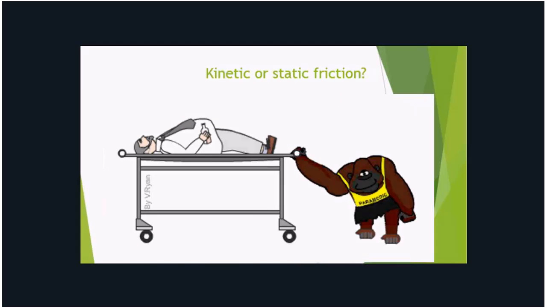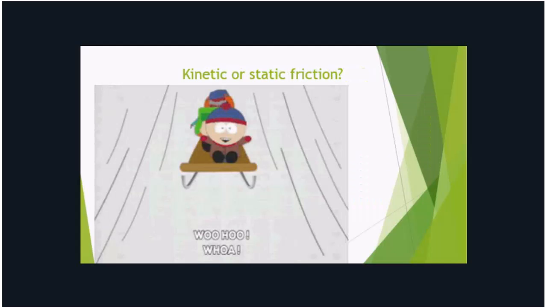In this picture, there was the ape pushing on the scientist who fell over on a table. The ape could not get the cart to move. He was pushing really hard, but it was not moving. That was static friction. If you sled down a hill, you should be sliding down the hill unless something is wrong with your sled. And if you're moving down a hill, that's kinetic friction.